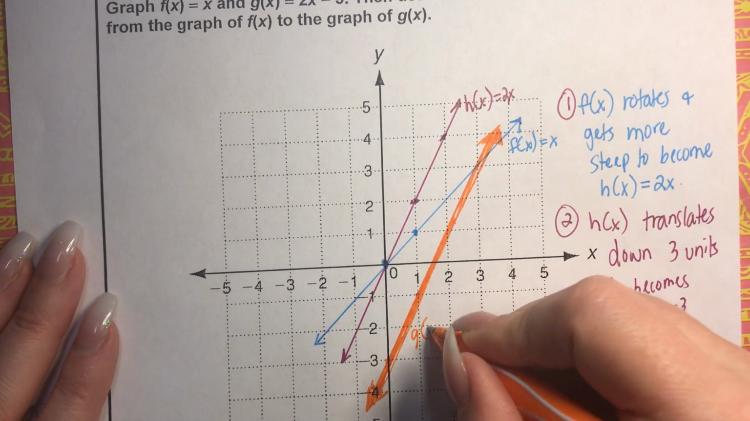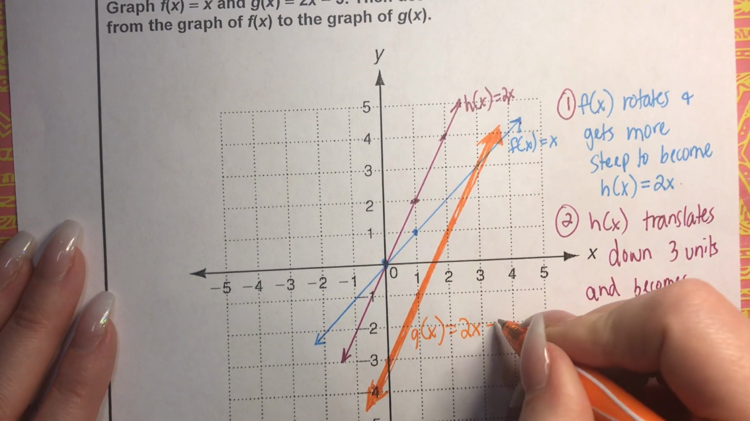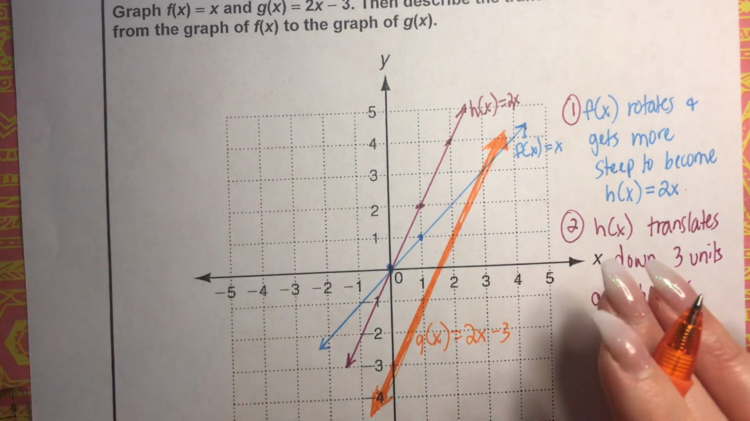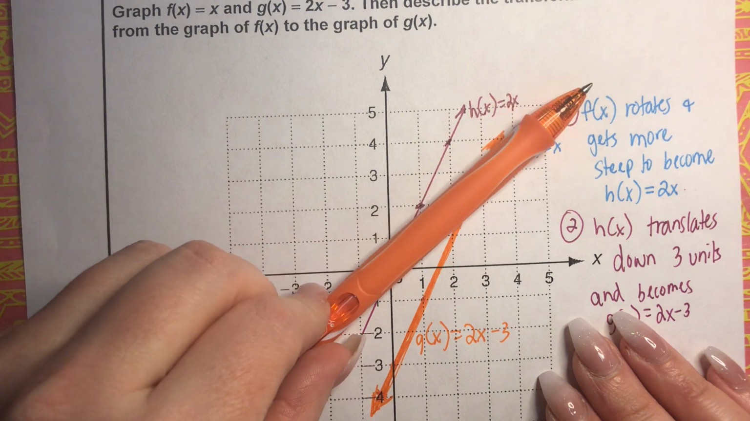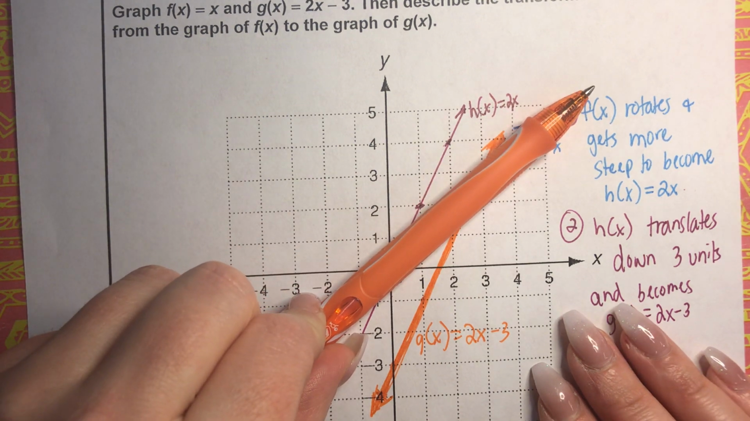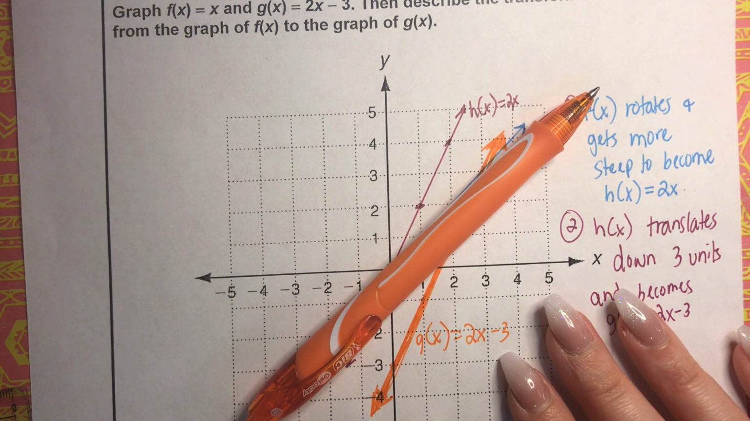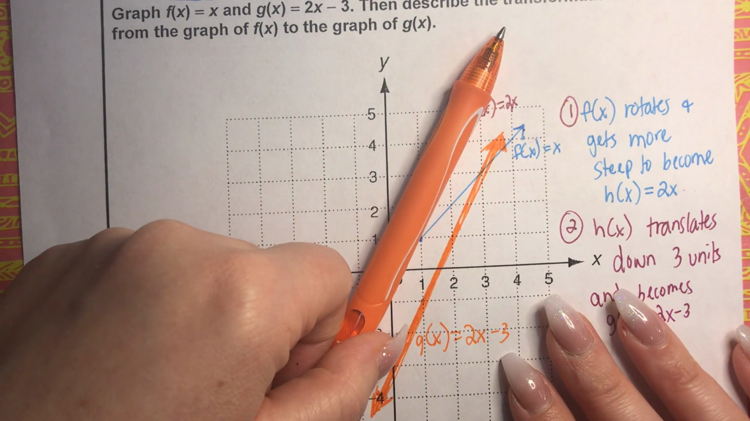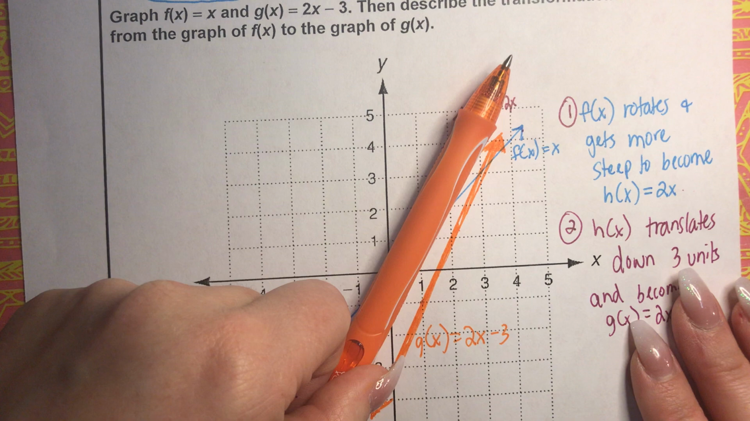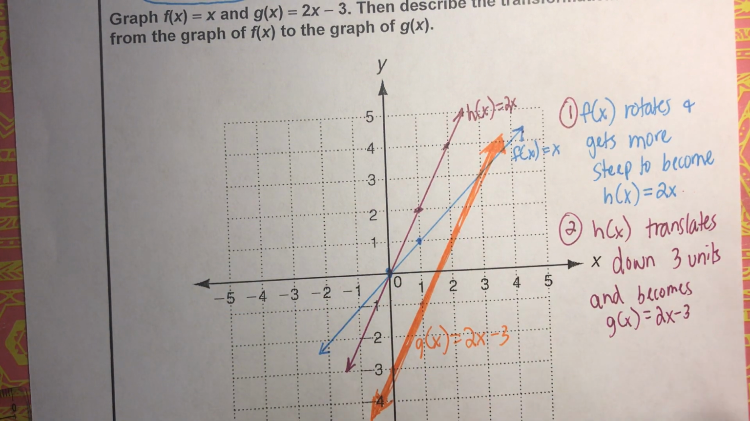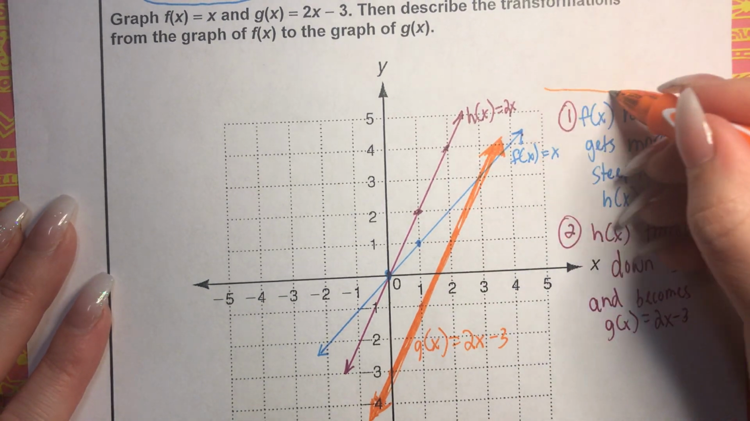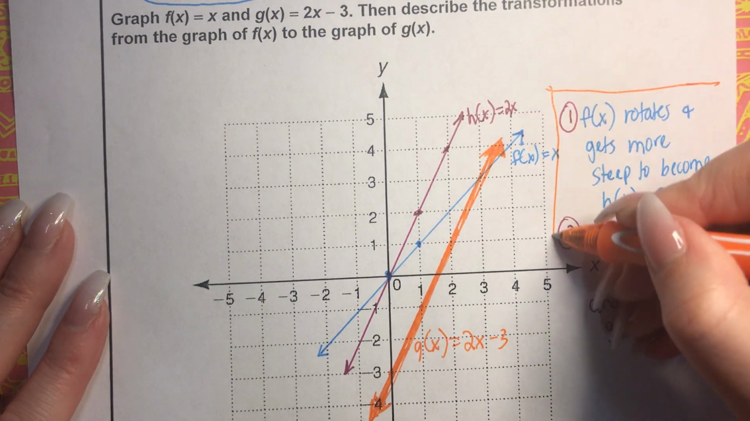Okay, so this is g of x equals 2x minus 3. There are actually 2 transformations that took place. We started here with f of x equals x. The first thing is that slope change, so that was a rotation. It got more steep. And then there was that translation, and it shifted down 3 units. So this is visually how you would write it. You show f of x to h of x to g of x, and this is how you write your answer here.